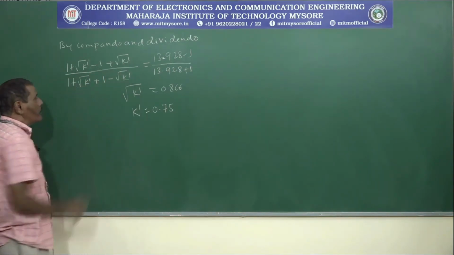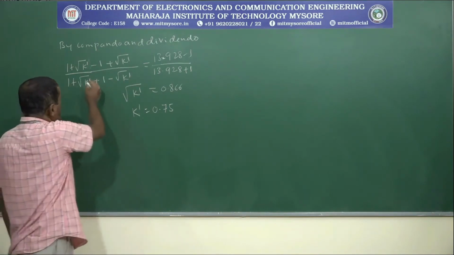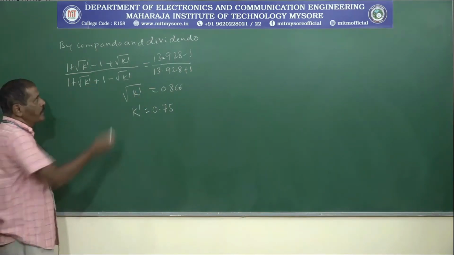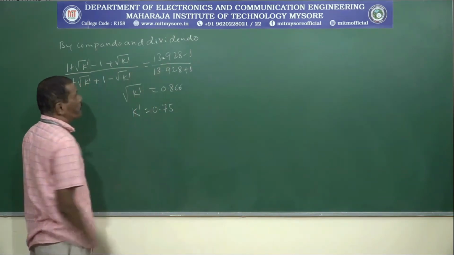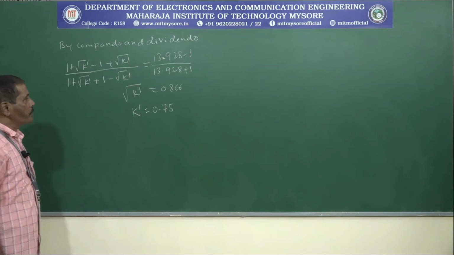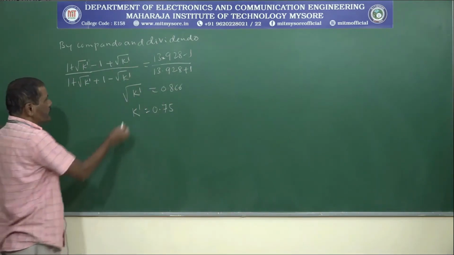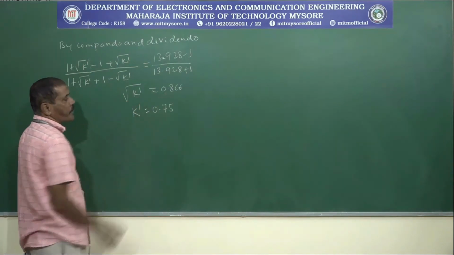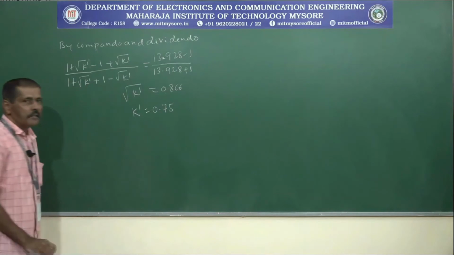and in this, whatever the k dash value we have calculated, substitute it, and simplification of that one is going to give us 13.928 minus 1 divided by 13.928 plus 1. Therefore, root of k dash is equal to 0.866. Therefore, k dash is equal to 0.75.